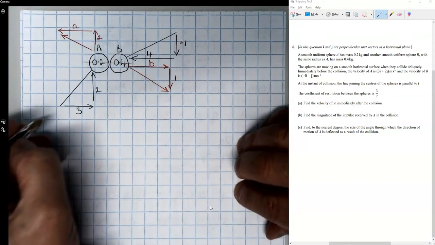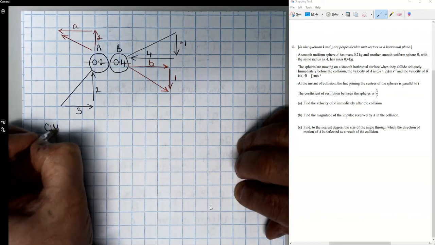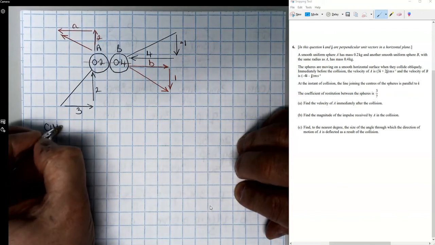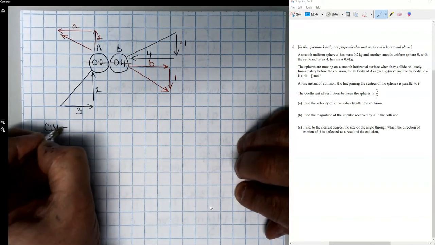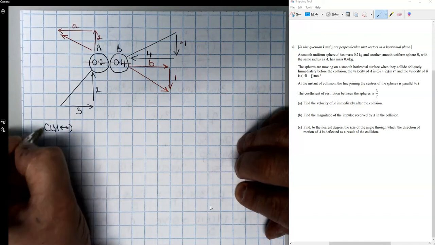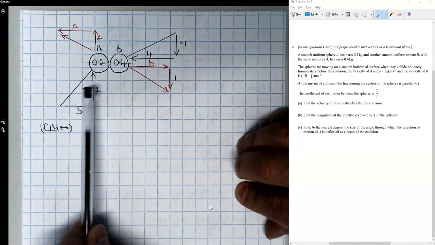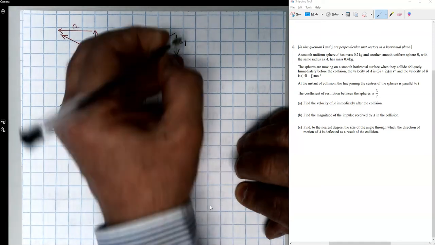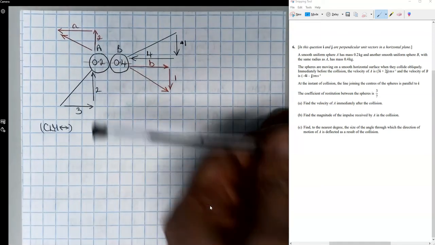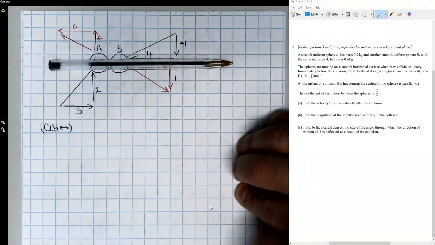I'm going to do conservation of linear momentum. I'm going to do it horizontally, in effect, because the vertical components don't change, 2, 2, 1, 1. So there's no point in doing it that way. I'm actually just doing it in that direction.